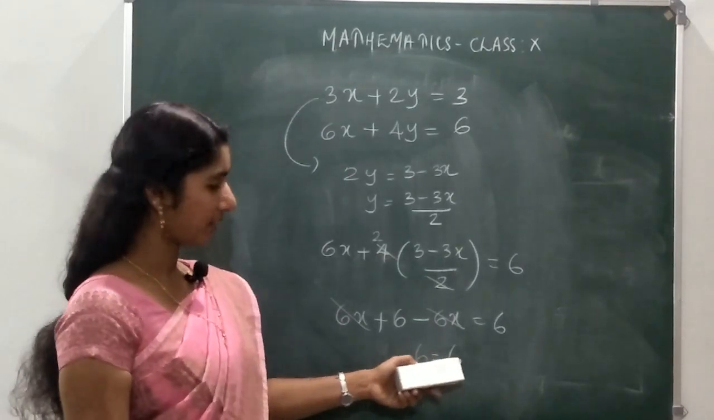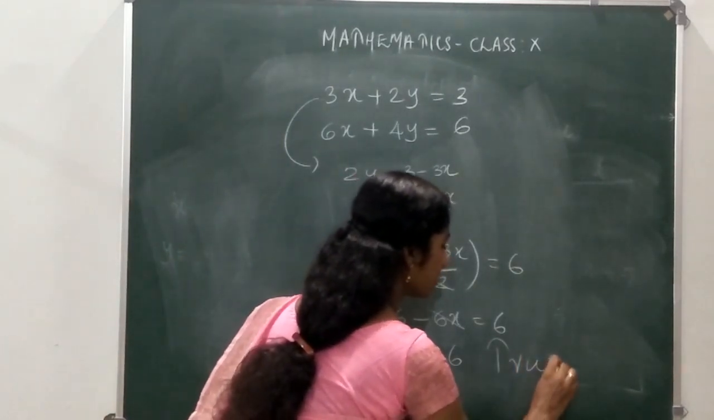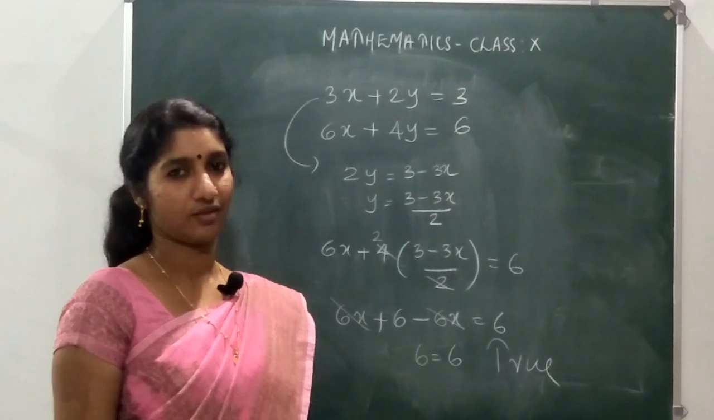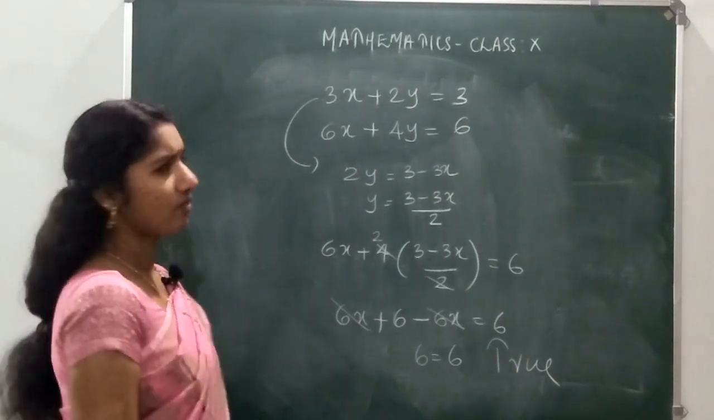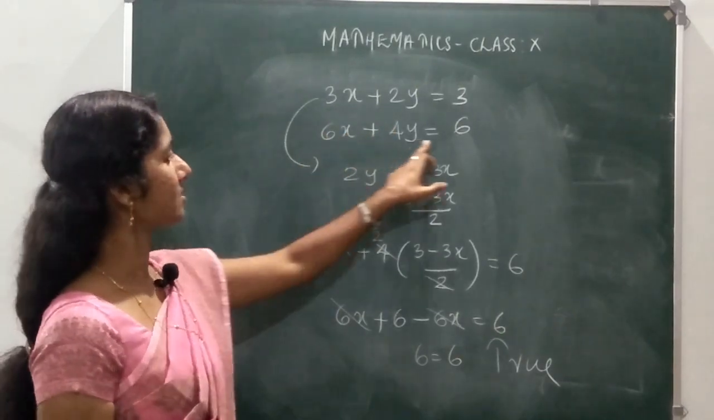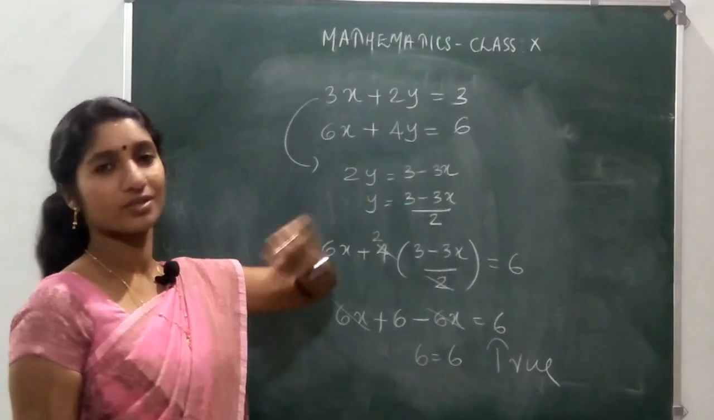But we got a true statement. This statement is true. 6 equal to 6 is a correct statement, but we are not able to solve for x and y. Why did it happen so? See this equation, I purposefully wrote this as coincident lines. 3 into 2 is 6, 2 into 2 is 4, 3 into 2 is 6.